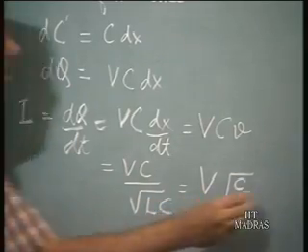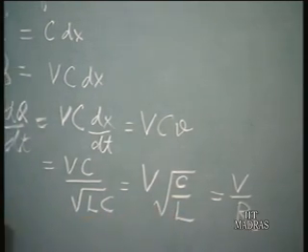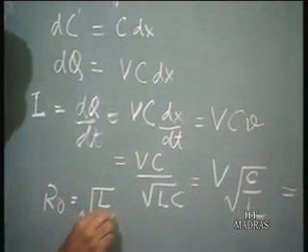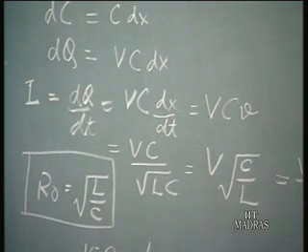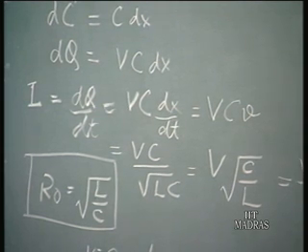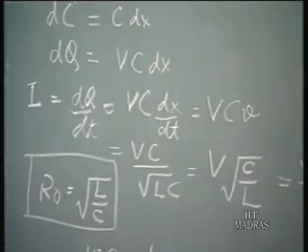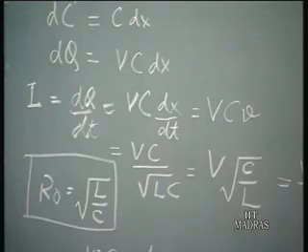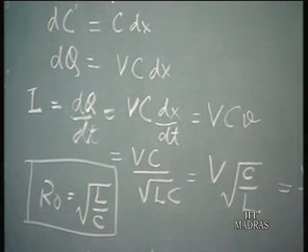Now if you write I as equal to V by R naught, we can see that R naught is equal to root of L by C. This is the characteristic impedance of the line. It is related to the inductance per unit length and the capacitance per unit length of the line. If the two lines of the transmission line are brought closer to one another, the capacitance goes up, the inductance goes down, so R naught will go down. So the characteristic impedance depends on the geometry of the line.